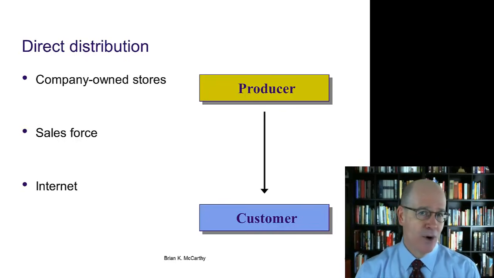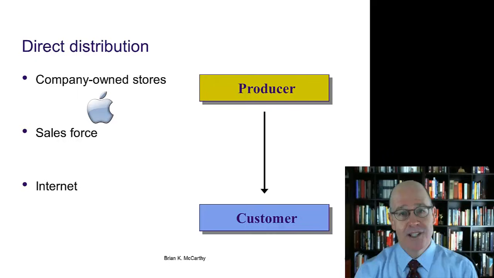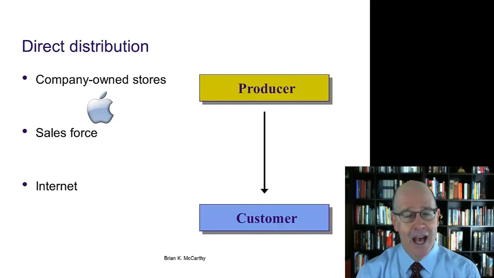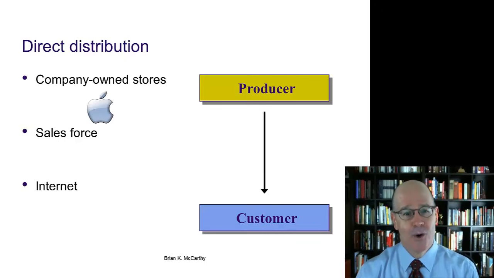Here's a more in-depth look at direct distribution. It can happen in many ways. For example, a company could have their own company-owned stores. This is what Apple does a great job of. You can certainly buy Apple products online and other places, but the real heart of the Apple go-to-market channel strategy is their own company-owned stores. When you go in one, you are dealing directly with an Apple employee. In fact, usually lots of them on the sales floor of an Apple store.